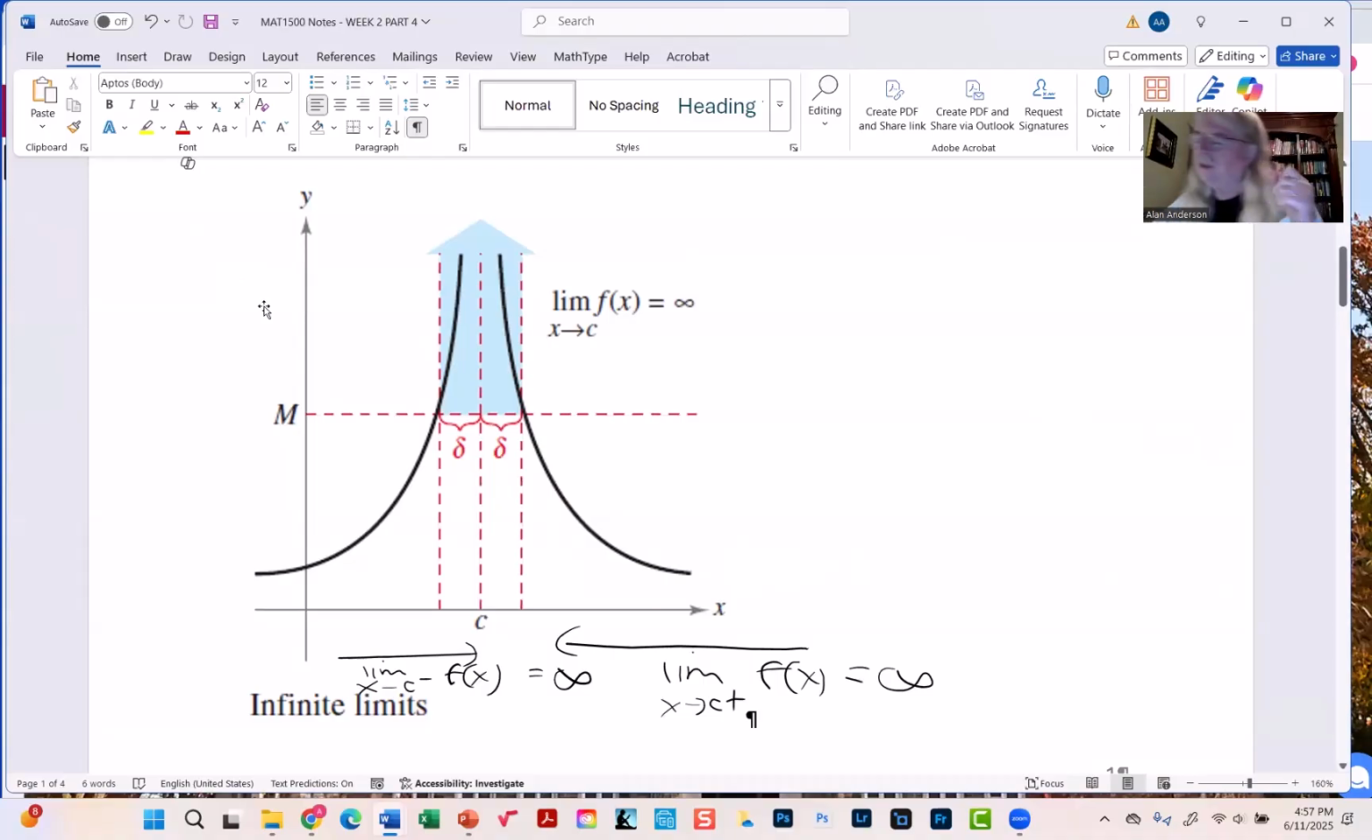So in that case, we can say that the limit of the function as x approaches c is infinity because the two sides agree with each other. Okay, so this function has a limit as x approaches c of infinity because whether we're coming from the left or the right, either way, the function is converging to infinity.